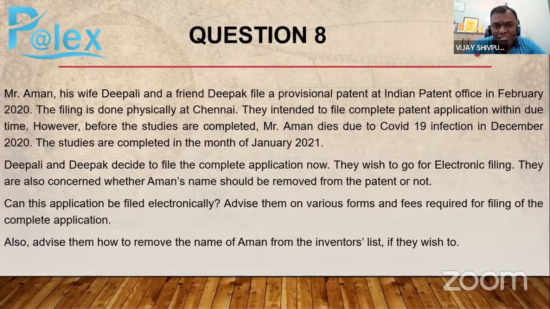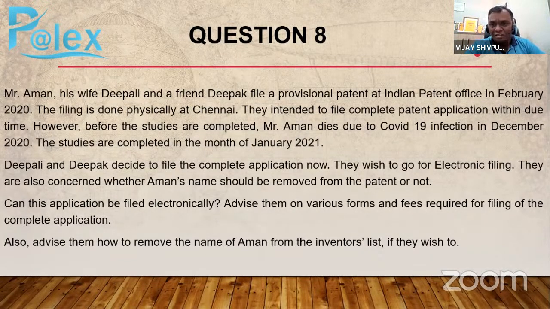First question is, can they file the application electronically? Advise them on various forms and fees required for filing of the complete application. Also advise them on how to remove the name of Mr. Raman from the inventors list, if at all they wish to remove.